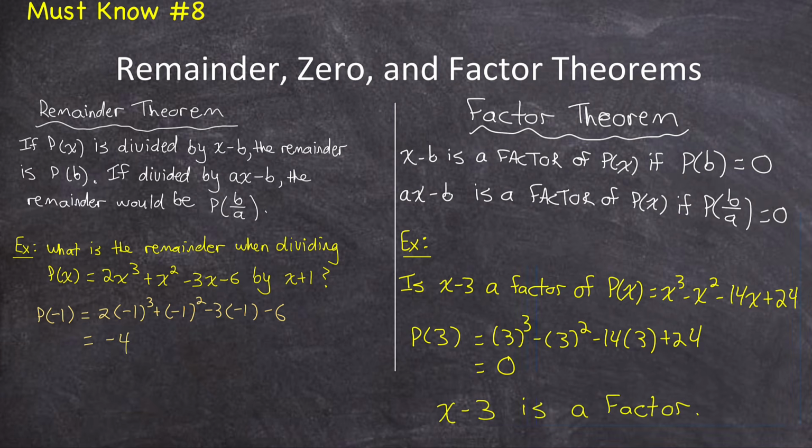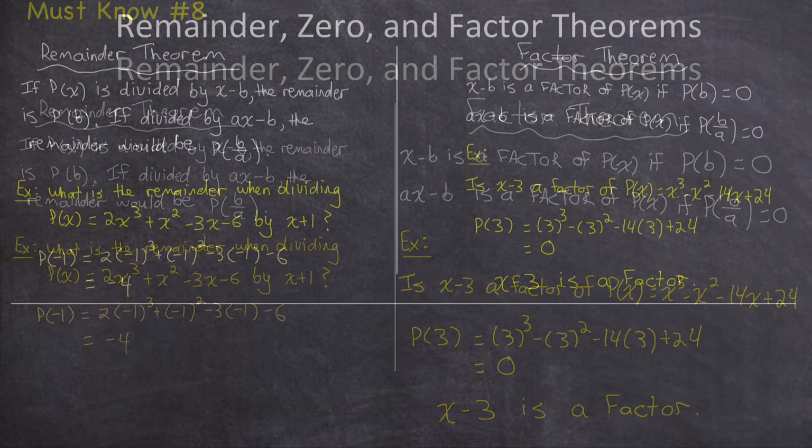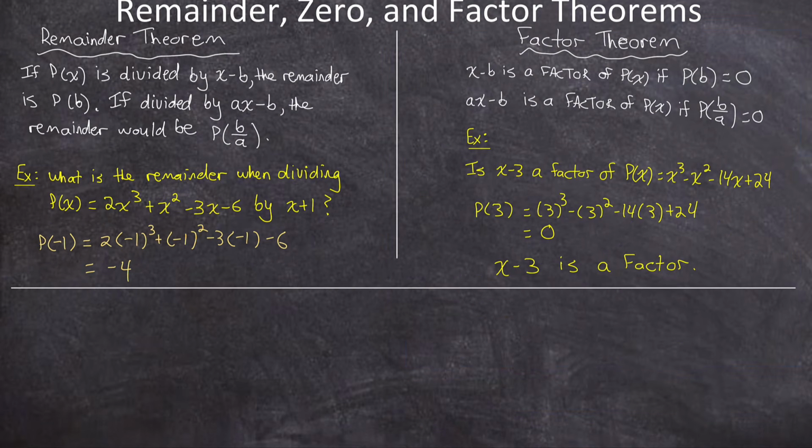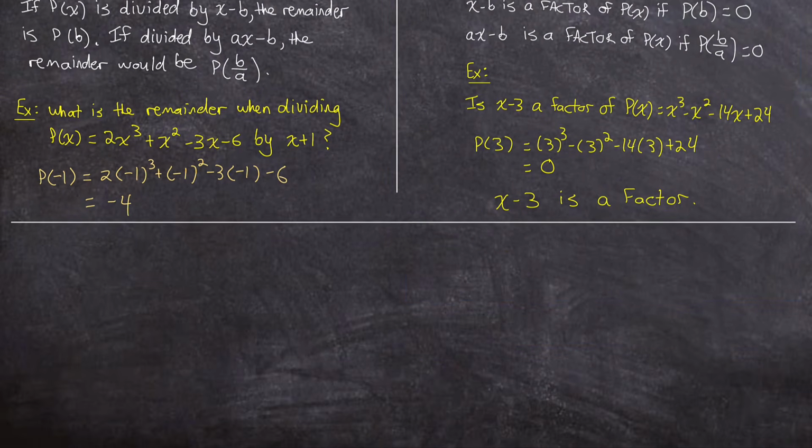And now I'll make some more room and give you the last 2 theorems. So the next theorems that I want to show you are the integral 0 theorem and the rational 0 theorem.